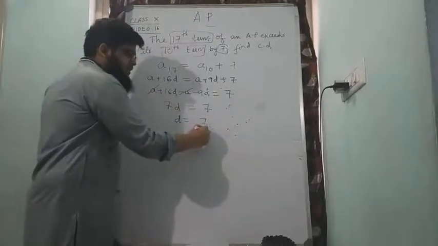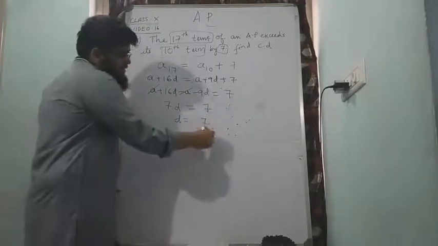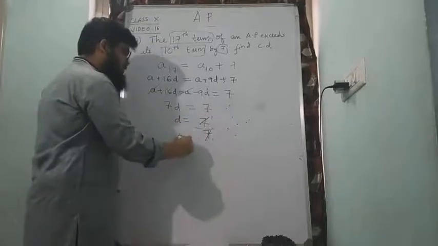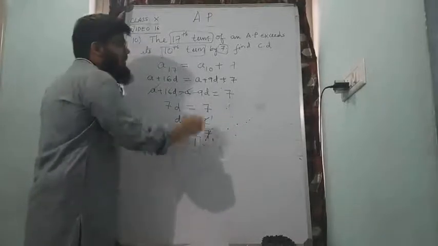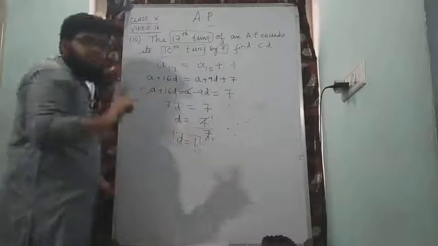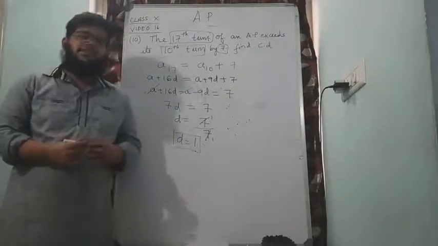Into 7, if I take it here, it will become divided by 7. 7 ones are 7, 7 ones are 7. So the value of d is 1. That means the common difference is 1. It's a very simple problem.